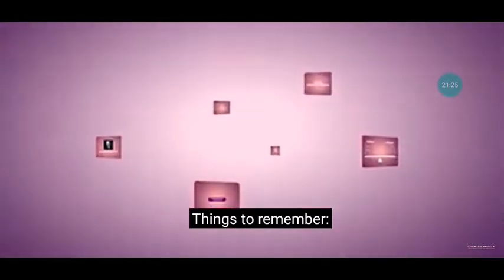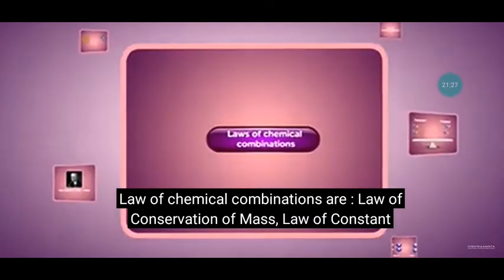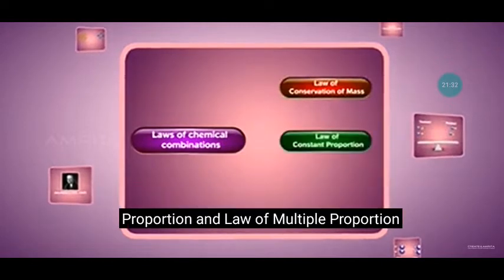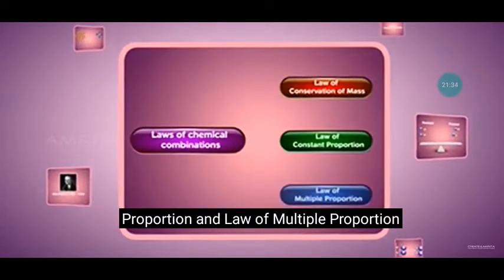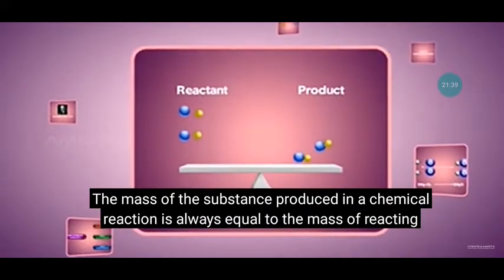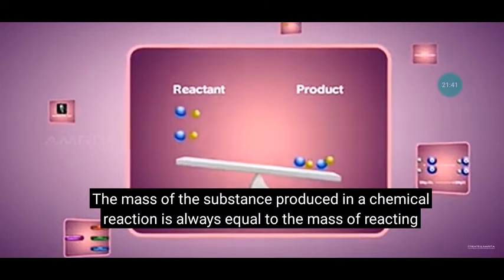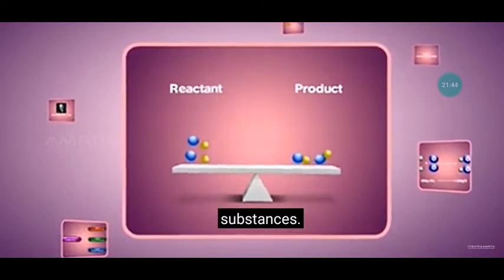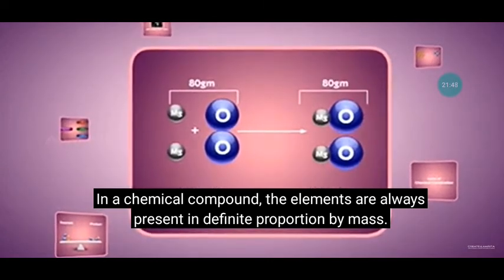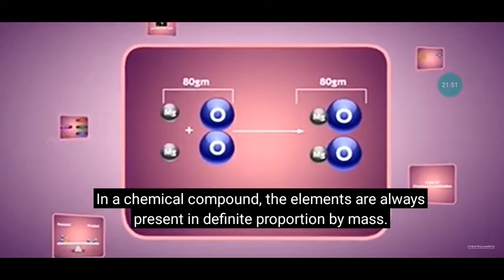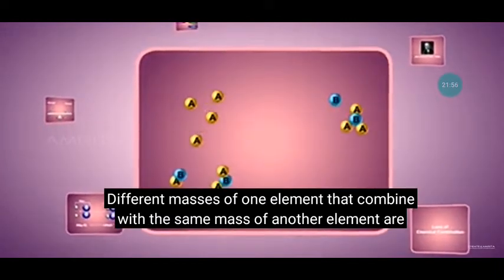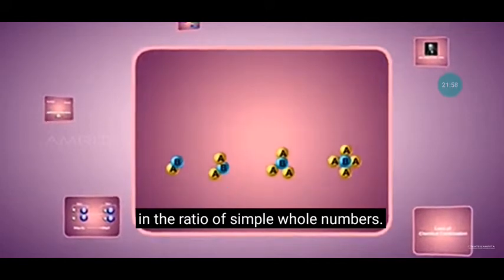Things to remember. The laws of chemical combination are the law of conservation of mass, the law of constant proportion, and the law of multiple proportion. The mass of the substance produced in a chemical reaction is always equal to the mass of the reacting substances. In a chemical compound, the elements are always present in definite proportion by mass. Different masses of one element that combine with the same mass of another element are in the ratio of simple whole numbers.